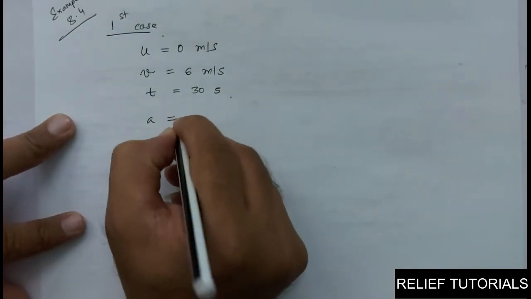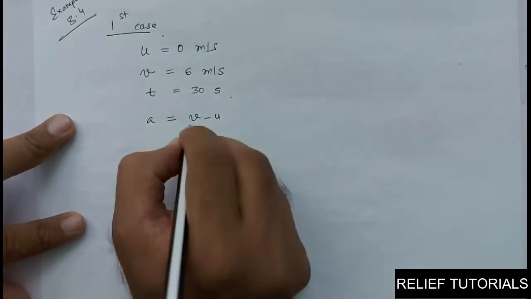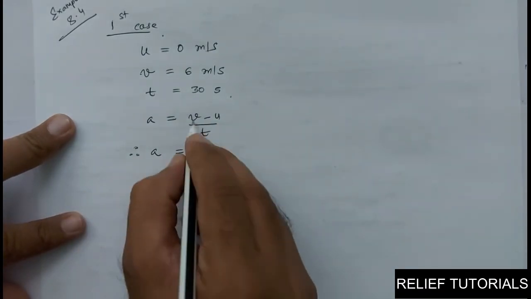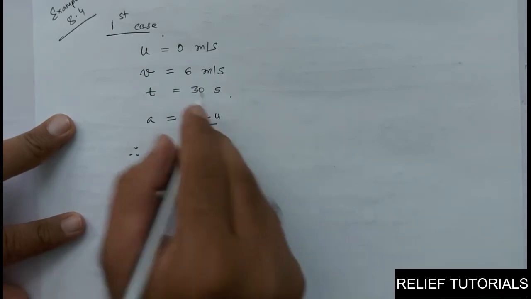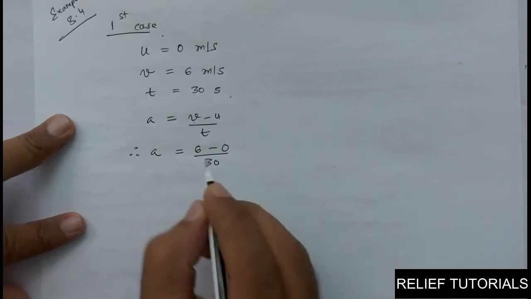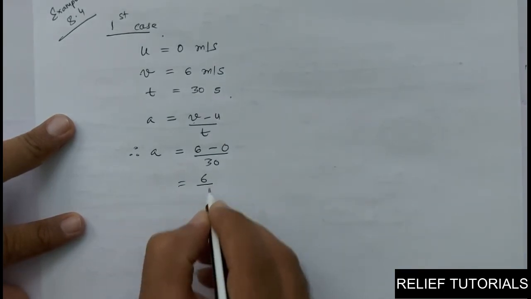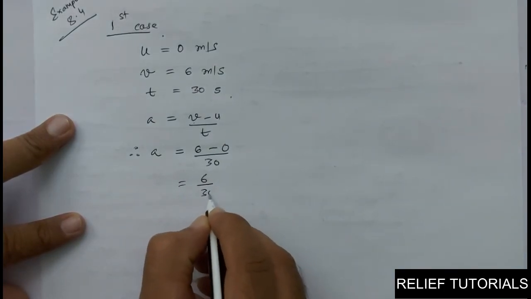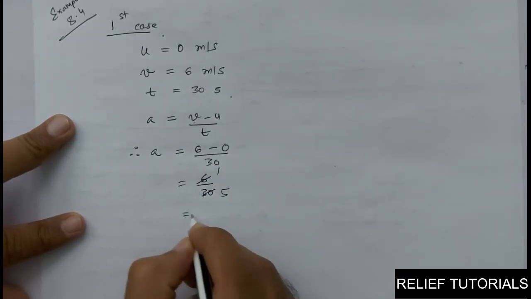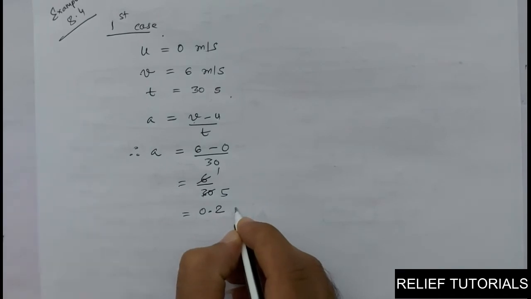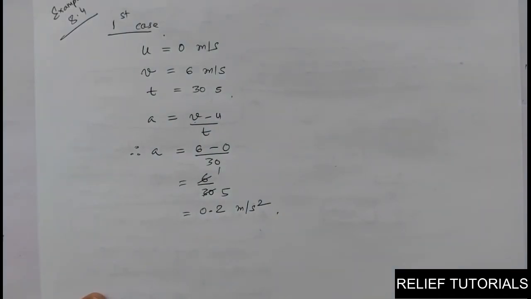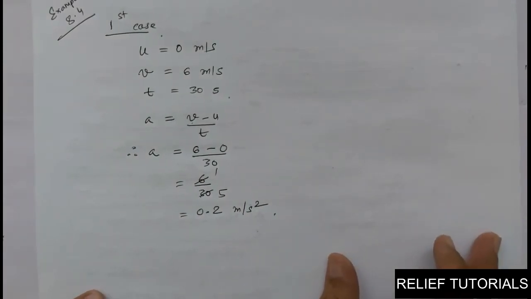So a is equal to, formula is (v minus u) by t. Therefore a is equal to, what is v? v is 6, minus u is 0, and t is 30. So it is 6 minus 0, 6 upon 30. So 1 upon 5 means 0.2 meter per second square. This is the acceleration for the first case.